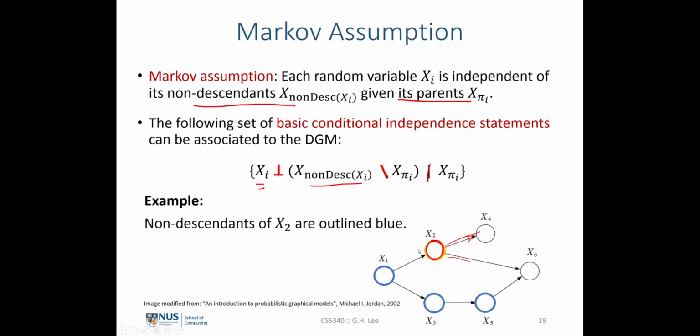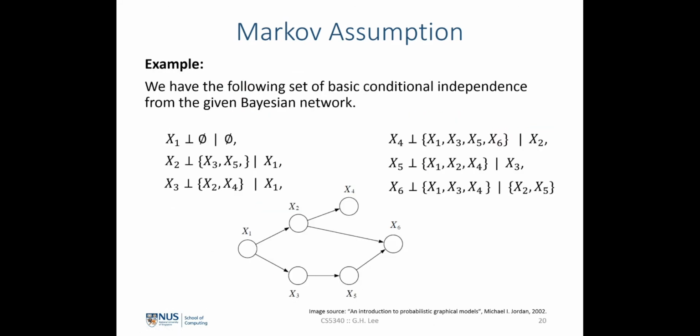And following this example, this general statement, we can see that the parent of x2 is x1. So once we observe the parent, then we can say that x2 is conditionally independent of x3 and x5, conditioned upon the fact that we have observed x1. And by following this general rule of the Markov assumption, we can derive, or observe, the following set of conditional independences by simply reading off the graph.